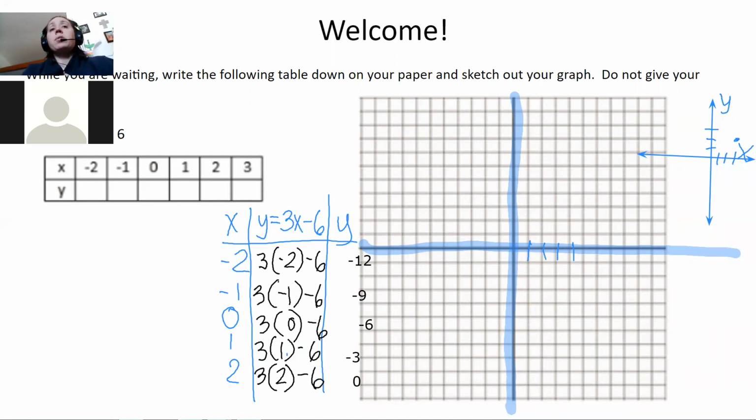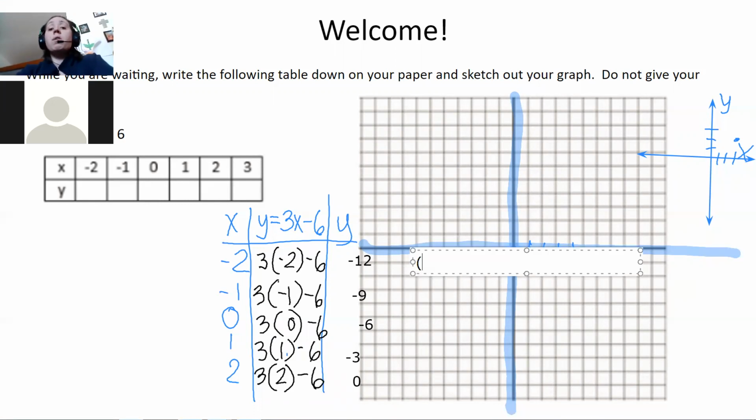Okay, what do I do now? Now I have a table, so what? What does that mean? What am I actually going to put on the graph? What do you guys think? What did that tell me? Yeah, I just found out all these XY values. I found all the coordinates.